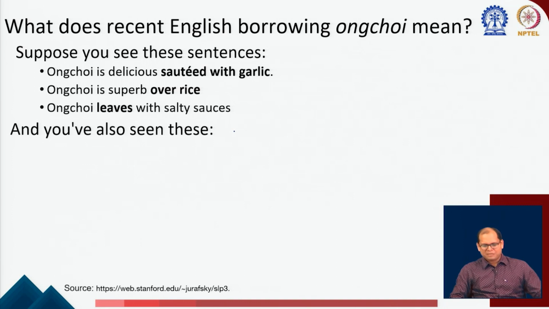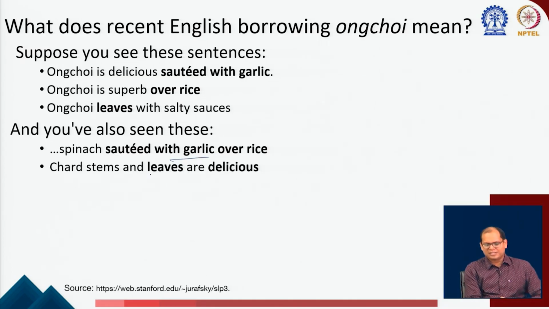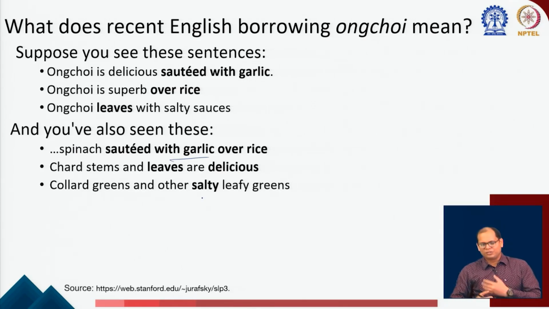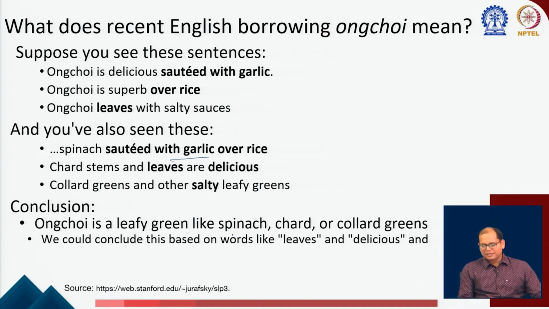Why? Because you would have also seen something like spinach in a very similar context. You would have seen collard stems and leaves are delicious. You would have seen collard greens and other salty leafy greens. So, you start thinking, oh, it is some sort of a leafy vegetable similar to spinach and other such occurrences. So, you would say, okay, ong choi is a leafy green like spinach and other things that I have seen in similar context. That is how typically we understand words also, and we have seen similar context around ong choi and other synonyms.